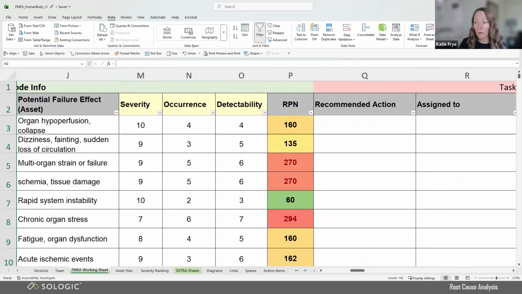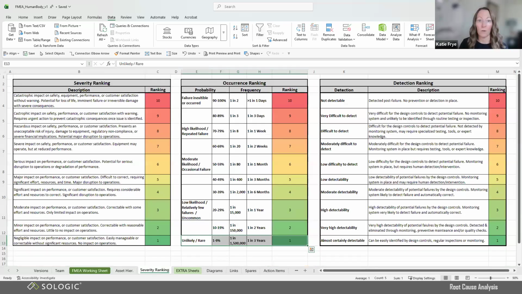So one thing I do want to point out here, before you kick off the FMEA, it's so important to define your severity, probability, and detectability ranking scale. Here are real tables that we use with definitions for each number on the scale. And basically, what this does is it prevents the common problem where everything becomes a 9 or a 10.